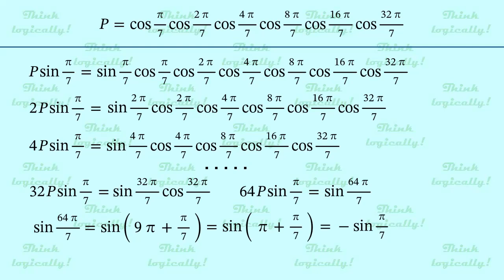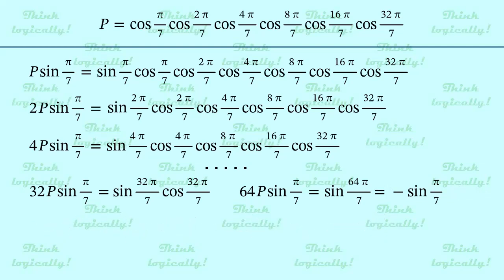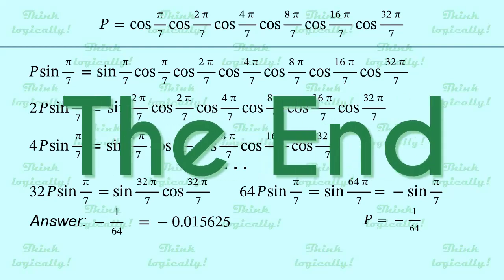And we substitute that value into the right hand side of our equation. And since sine of pi over 7 is obviously non-zero, this means that P equals negative 1 over 64. So the answer is negative 1/64, or negative 0.015625. And this is the end.